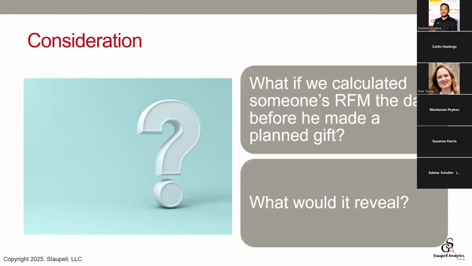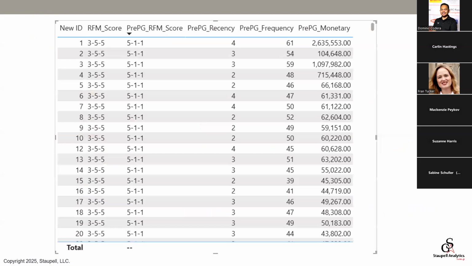Okay. So your consideration for plan giving is, what if we calculated somebody's RFM the day before he made his first plan gift? What would it show us? And wouldn't it be fun to be able to calculate that? Well, I'll show you how to calculate that. And this screenshot is from Power BI because it's easier to screenshot than Excel. And so this is someone's pre-plan giving score, 511, recency of 5, frequency of 1.